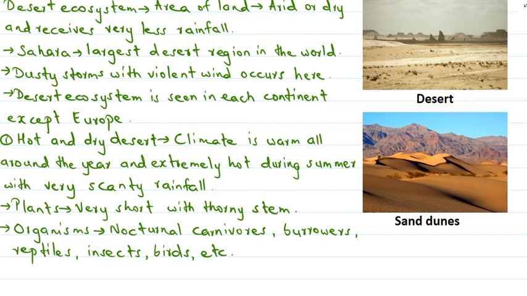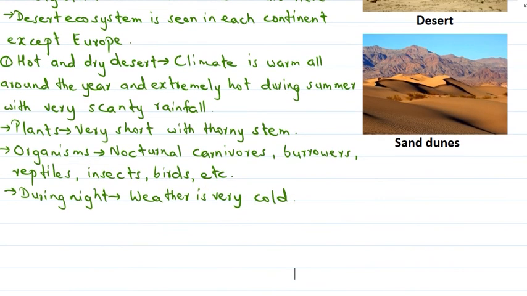So during night the weather becomes very cold. What happens? During the night time the weather is very cold, and we can take an example of such desert, that is Sahara Desert. Sahara Desert, which is in Africa.